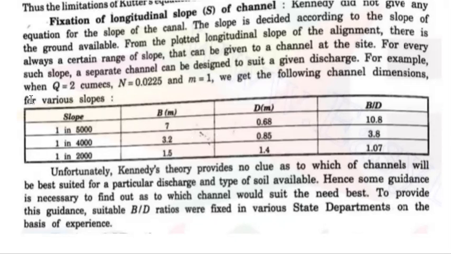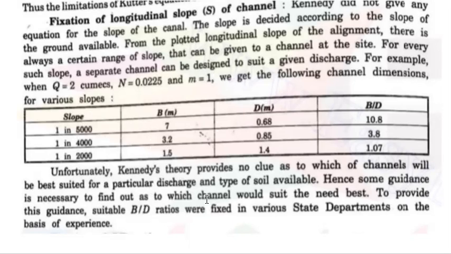So here, for example, they have given Q is equal to Q cubic meter per second, and n is equal to a certain value, and m is equal to a certain value, and with that they have got the various slopes, that is 1 in 5,000, 4,000, and 2,000. So with these aspects, some guidelines are to be followed to choose the B by D ratio.